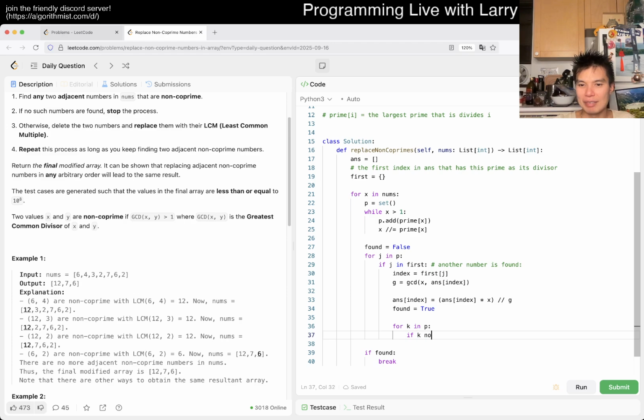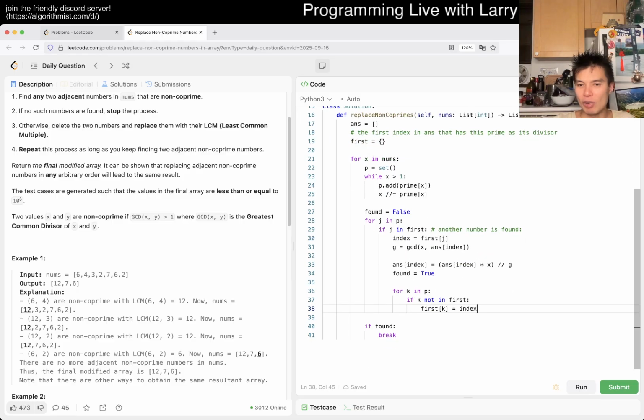If K not in first, then answer of K, oh no, not answer, oops. First of K is equal to this current number, which is the index, right? Basically, we're just taking all the primes that the other, because we're kind of in a way merging them together. So we're taking all the primes and then adding them to it.